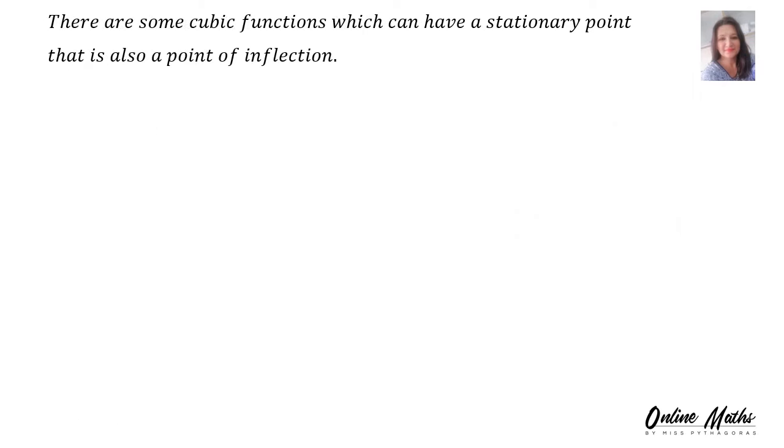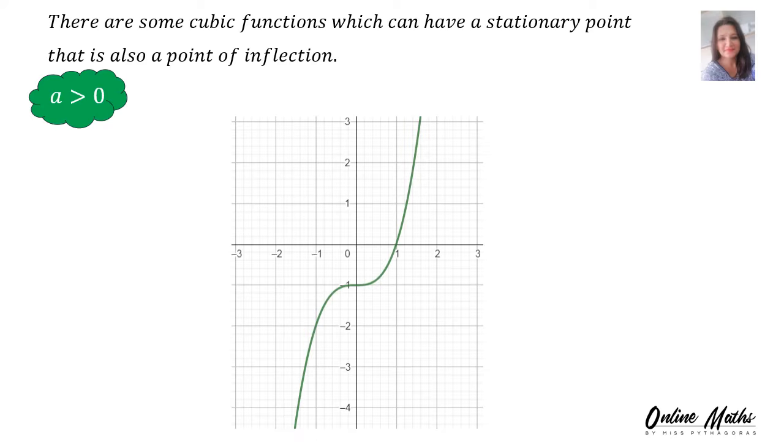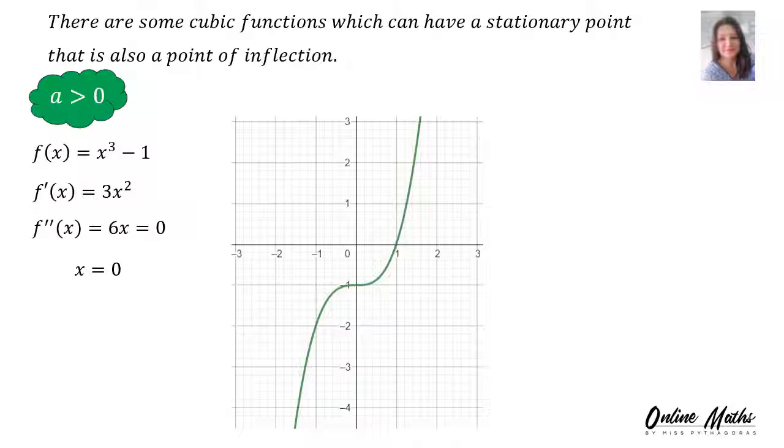Now, there are some cubic functions which can have a stationary point that is also a point of inflection. Now, let's quickly zoom in on the graph where a is positive. There you find this one. Then, the equation for this graph is f of x is equal to x cubed minus 1. When you find the first derivative, it is 3x squared, and when you find the second derivative, the answer is 6x. And when you equate it to 0 and you solve x, you get x is equal to 0.